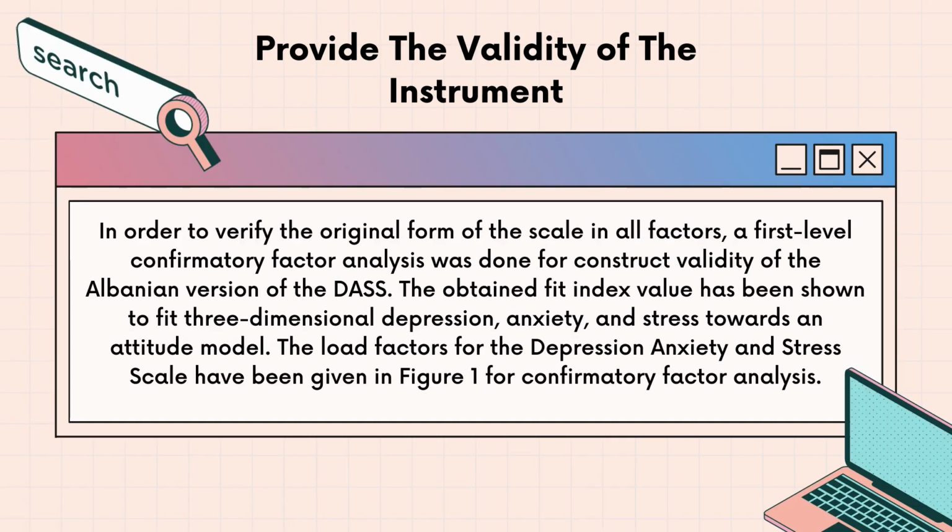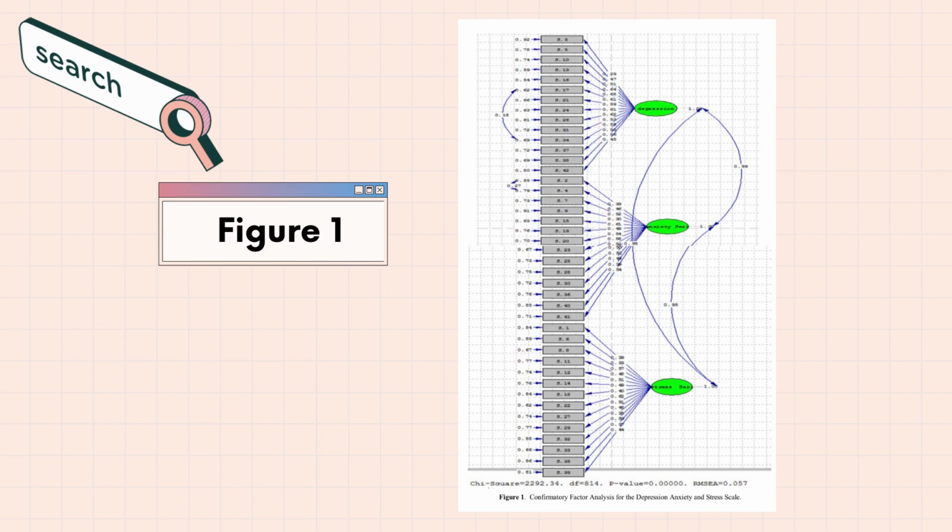Provide the validity of the instrument. In order to verify the original form of the scale in all factors, a first-level confirmatory factor analysis was done for construct validity of the Albanian version of the DASS. Thus, the obtained fit index values have been shown to fit the 3-dimensional depression, anxiety, and stress model. The factor loadings for the depression, anxiety, and stress scale have been given in Figure 1 for confirmatory factor analysis.